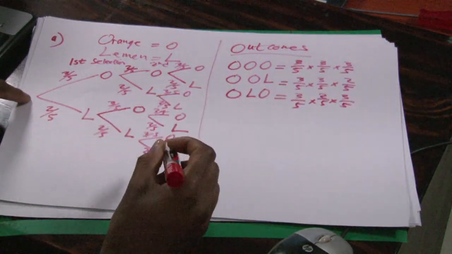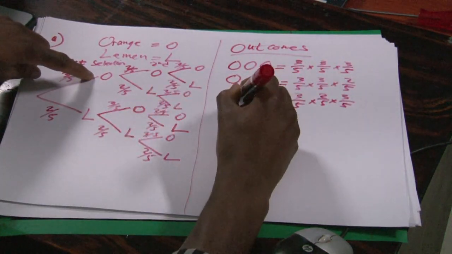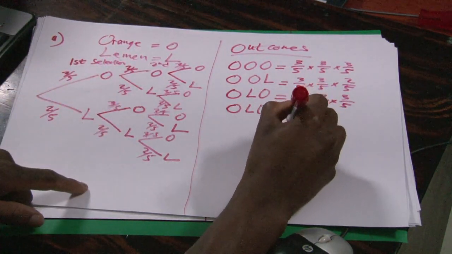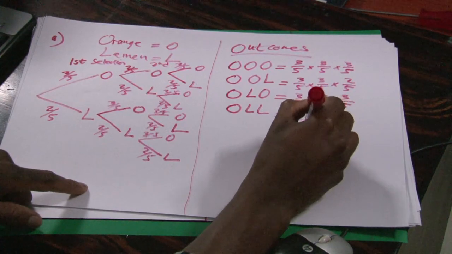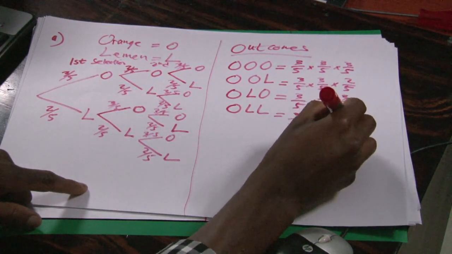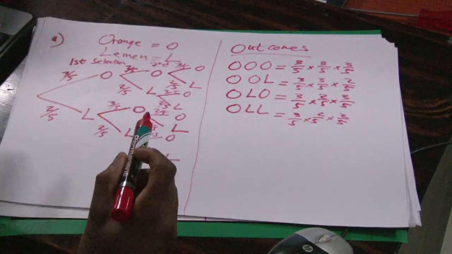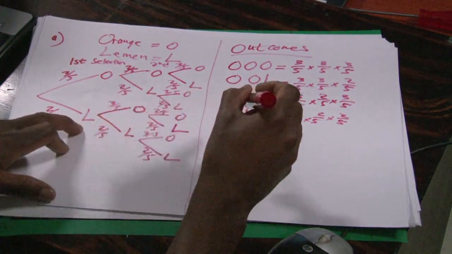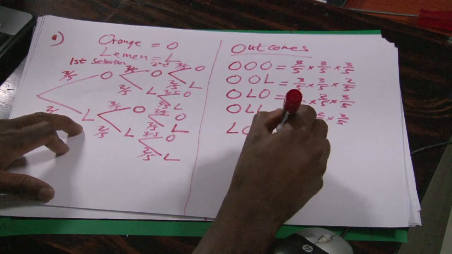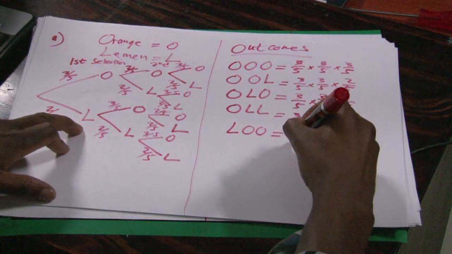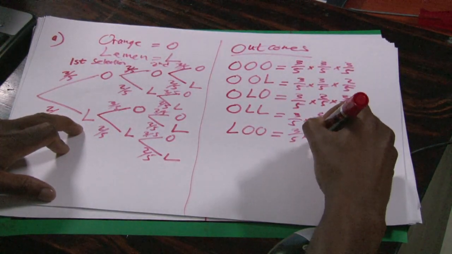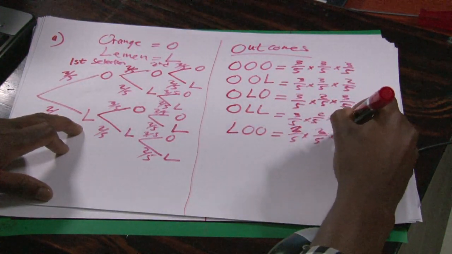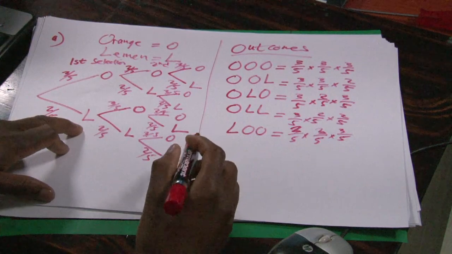Then we come to this one now. Orange, lemon, lemon is 3 out of 5, 2 out of 5, 2 out of 5. That section now we are done. We come to the next one here. Lemon, orange, orange: 3 out of 5, 2 out of 5. No, lemon is 2 out of 5. So 2 out of 5, 3 out of 5, and 3 out of 5.